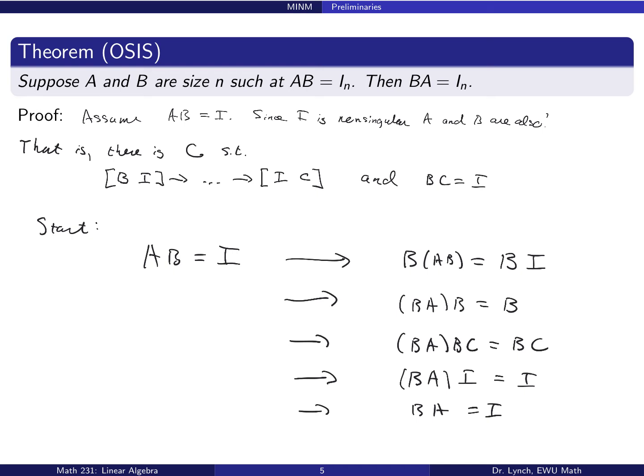Now, of course, on the right-hand side, B times I is equal to B because any matrix times the identity is just that matrix. And on the left-hand side, we can reassociate our matrix multiplication to write that as B times A all times B instead. We can then multiply both sides of this equation on the right by the matrix C. And once we have the matrix C there, we know that B times C is the identity because C is a right inverse of B. Now, of course, any matrix times the identity is just that matrix, so we see finally that B times A is equal to the identity.